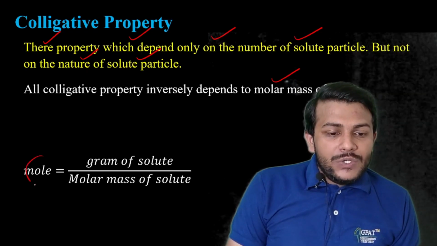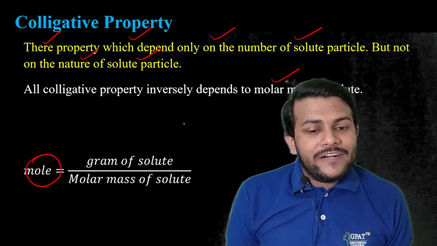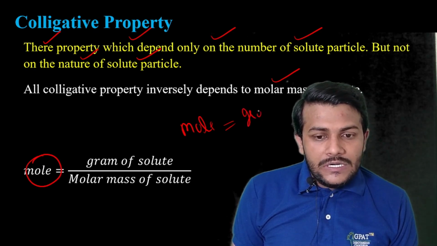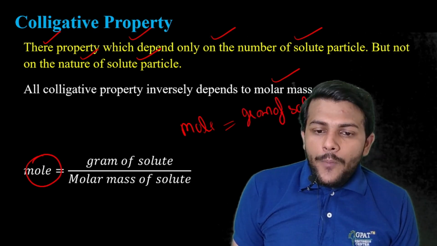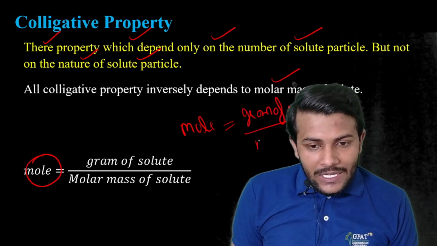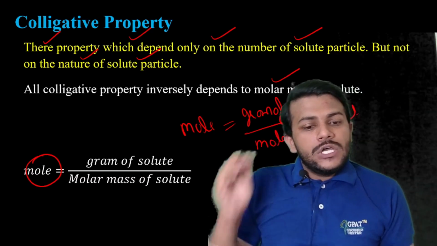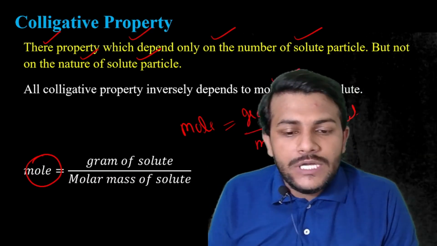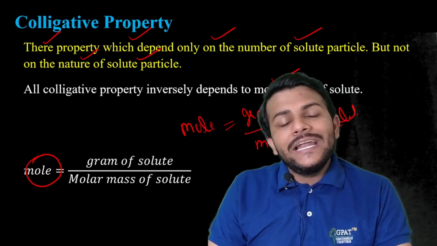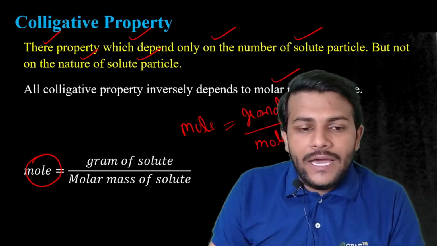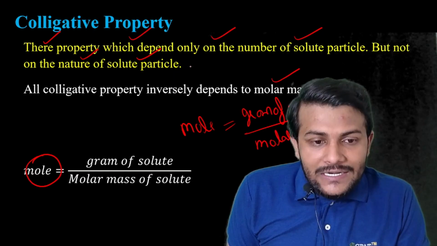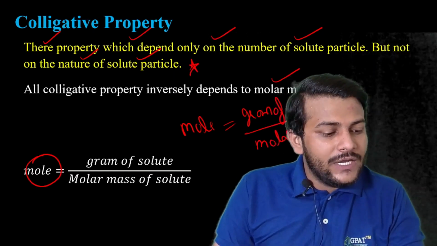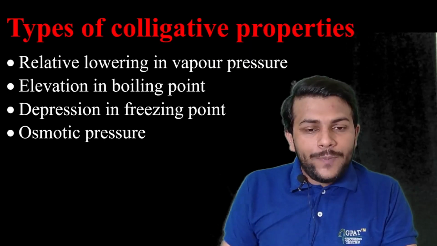So I hope you know what is mole. Mole is equal to gram of solute divided by molecular mass, molar mass. So colligative property is somehow inversely proportional to the molar mass. And the most important point that you have to note here is that it doesn't depend on the nature of the solute particle.